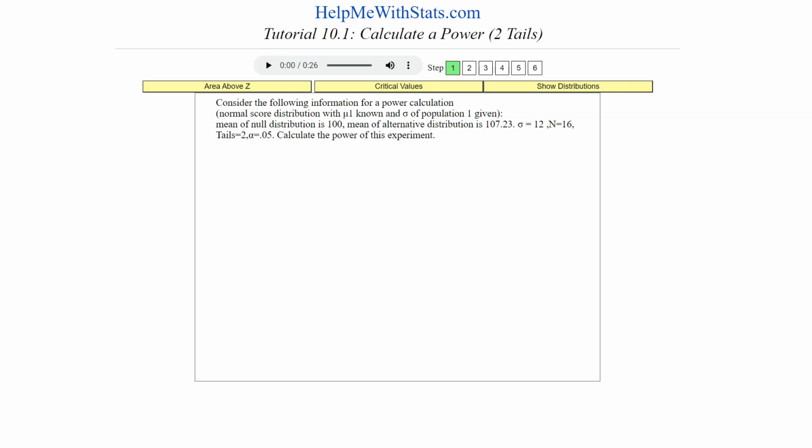HelpMeWithStats.com was used to create this tutorial that can help us calculate a power, 2 tails. Let's work through a problem calculating the power of an experiment.